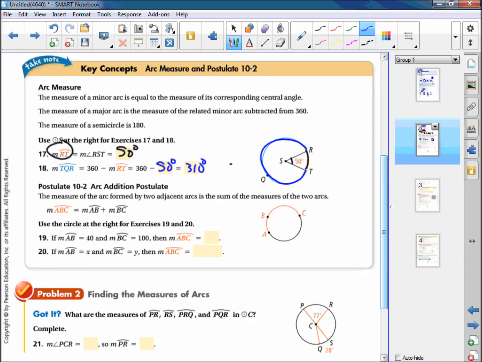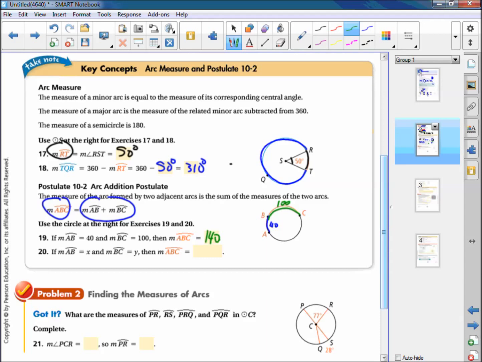So just like segment addition or angle addition, if you want to find the measure of an arc that's comprised of two smaller ones, you can just add the two smaller ones together. So use the circle at the right for exercises 19 and 20. If the measure of arc AB is 40, so this much is 40, and the measure of BC is 100, so that part is 100, then the measure of ABC is going to be 100 plus 40 for 140 degrees.